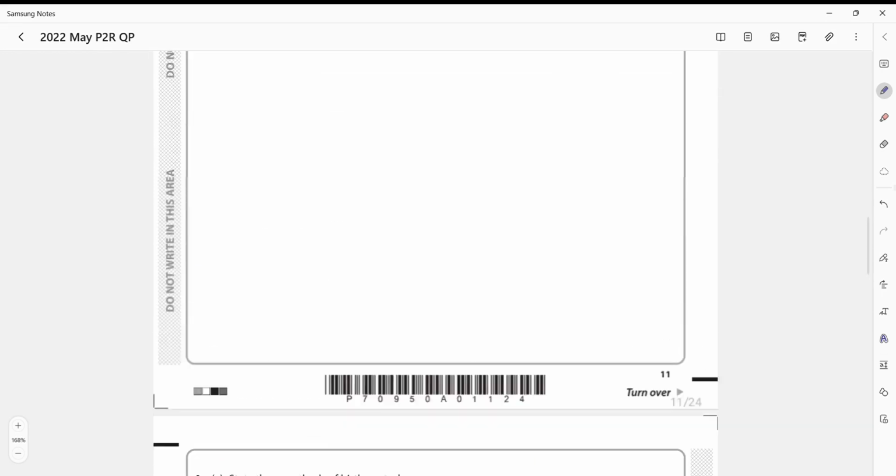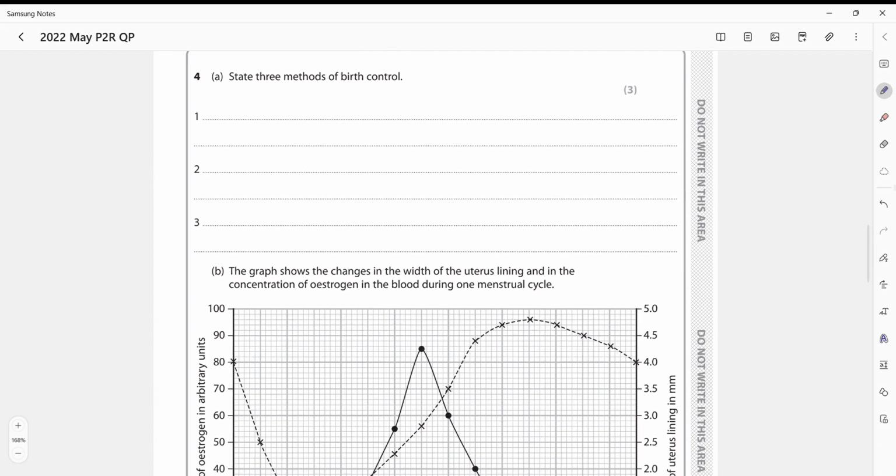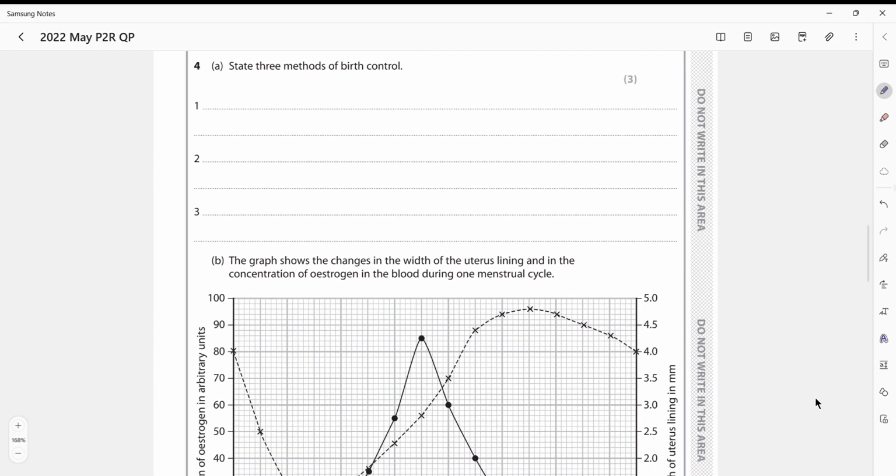All right, let's go on to question 4. State 3 methods of birth control. Okay, so I'll list them first and then I'll briefly go over them one by one. First one is IUD, that stands for intrauterine device. Second one is contraceptive pill.